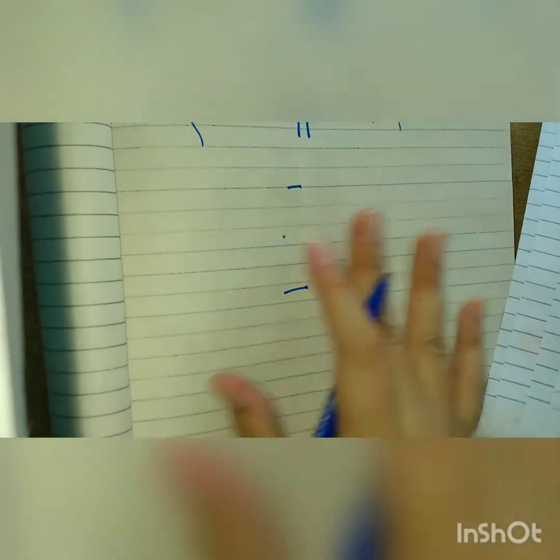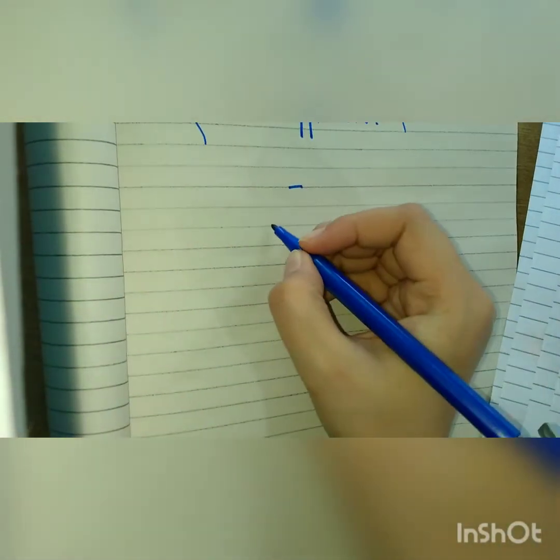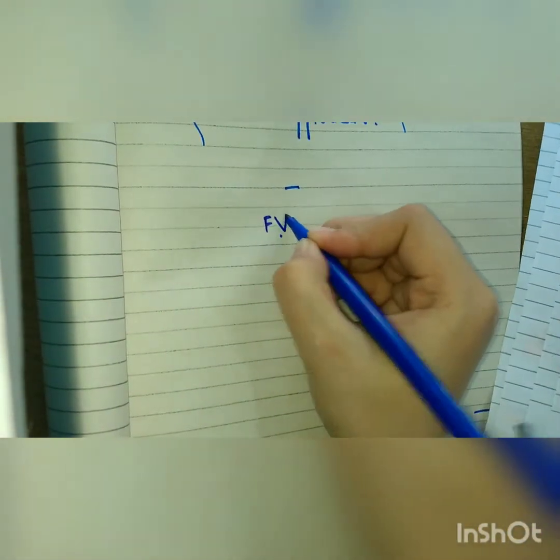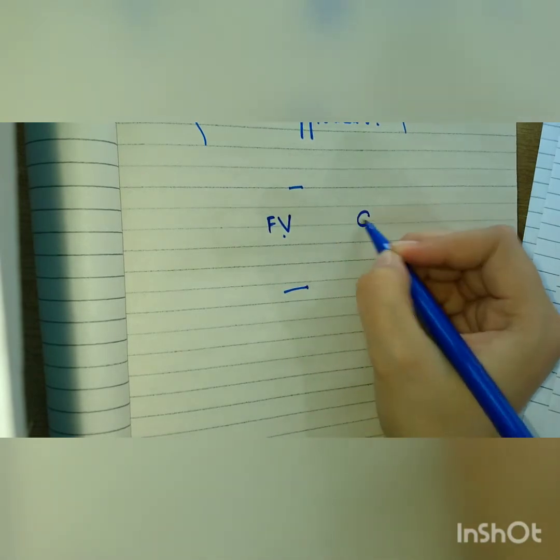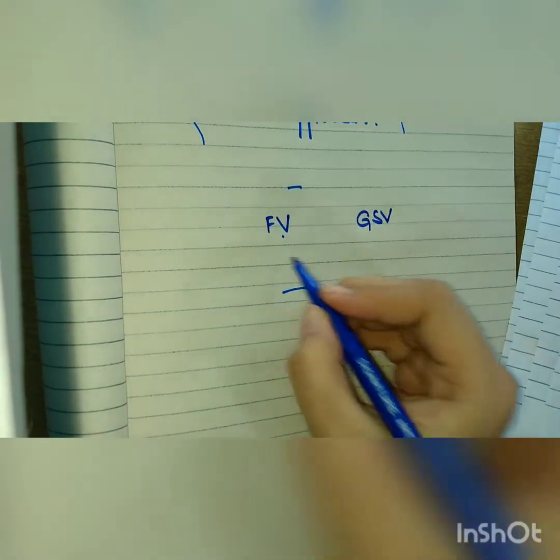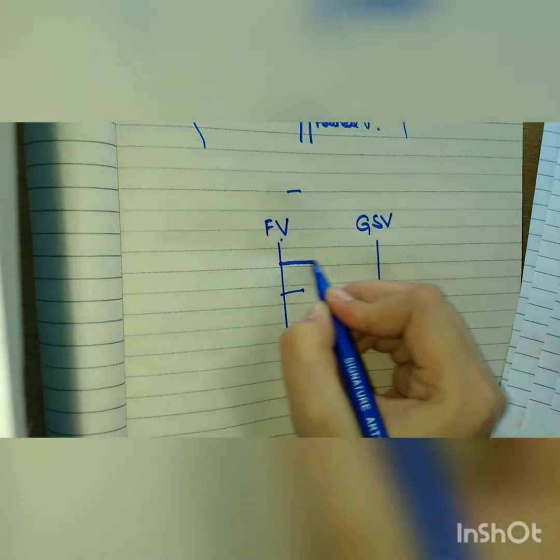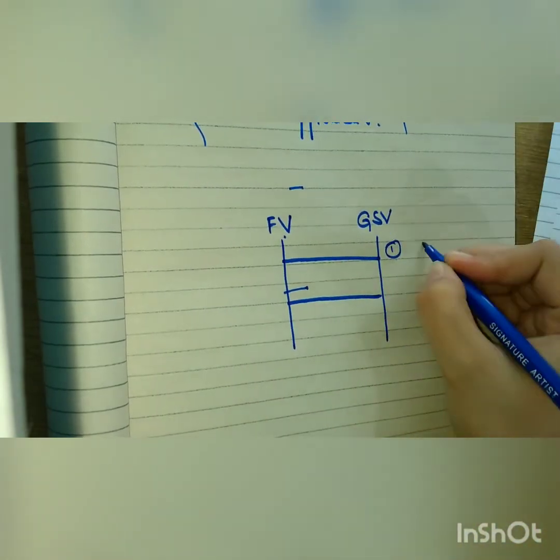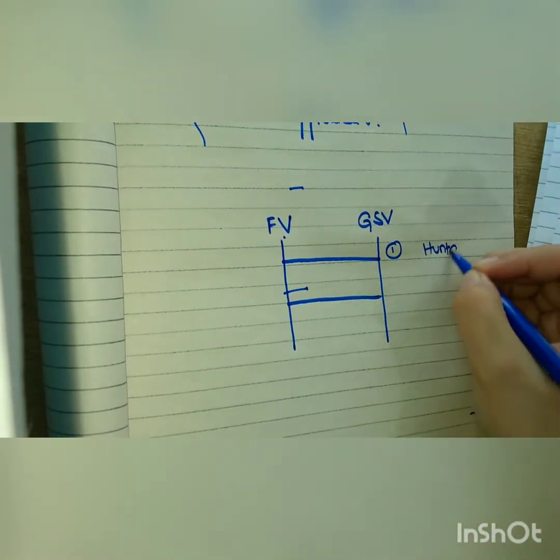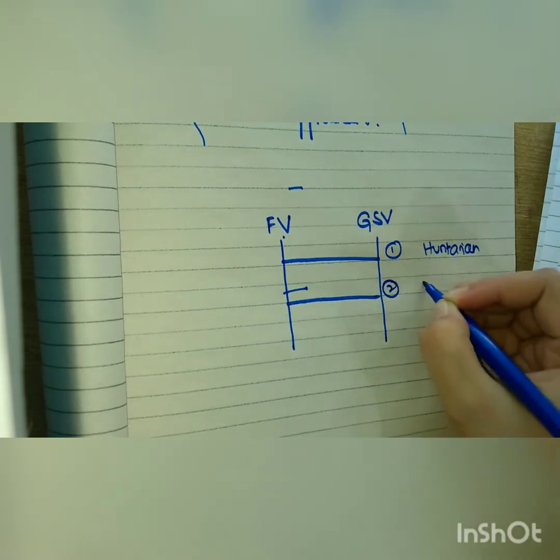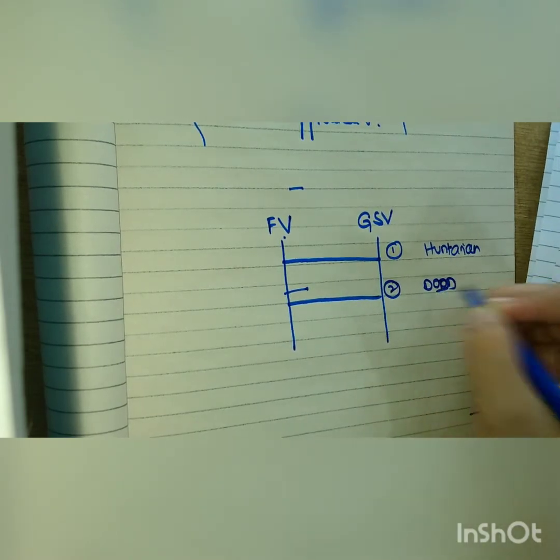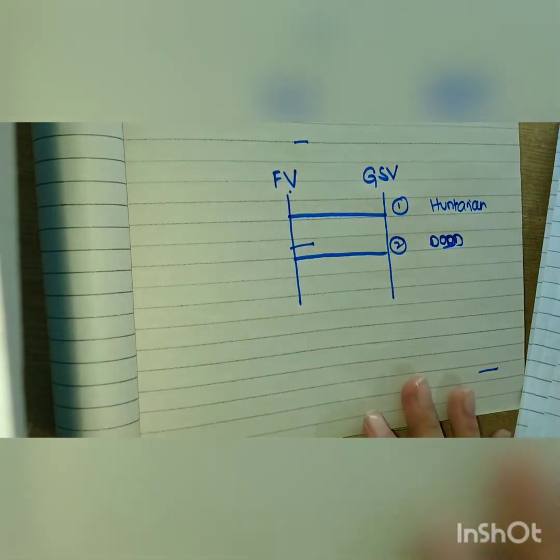So which two perforators have we seen up till now? We have seen the connection between the femoral vein and the greater saphenous vein, and between them we have studied two perforators. The first one is the Hunterian and the second one is the Dodd, D-O-double-D. Their anatomical location is very important.